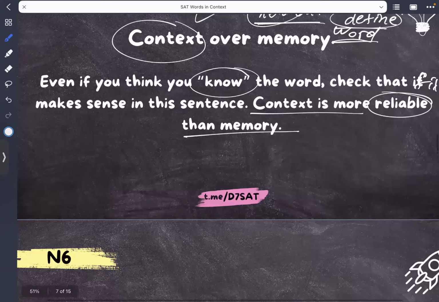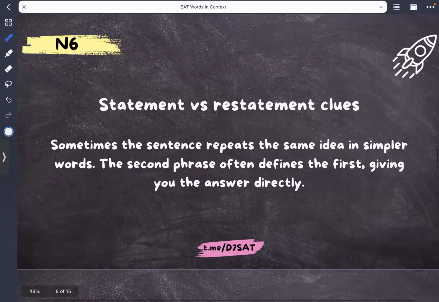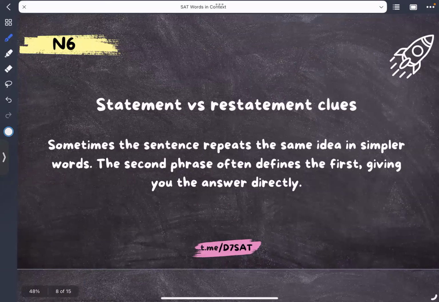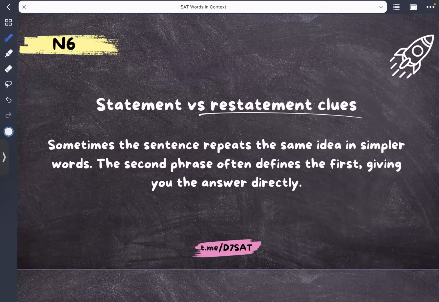So let's move on to tip number six. Strategy number six, or you can say tip: statement versus restatement clues. This is also one of the most reliable tips that you can always use for words in context questions. It doesn't matter the type or the blank part. You can use this method for any type of words in context question. Statement versus restatement.